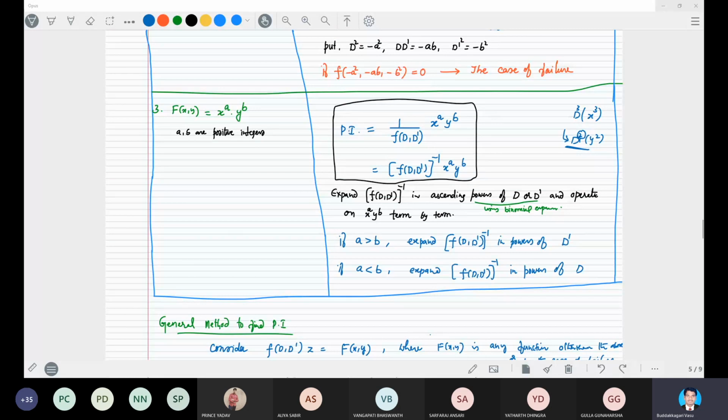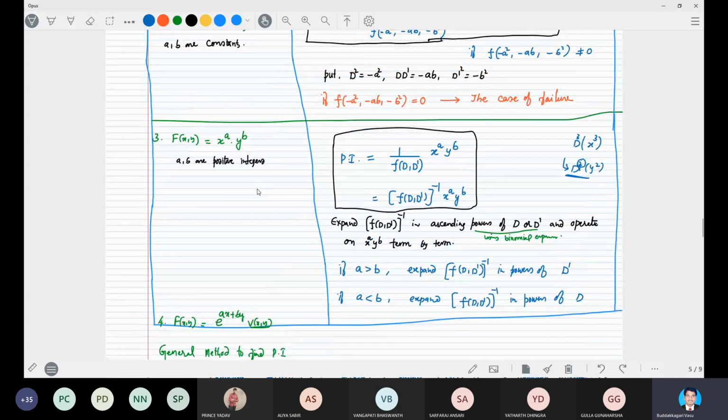Here, one more way I would like to give you, that is, if f(x, y) is equal to e power (ax + by) into some function, say v(x, y). This v(x, y) is any function, as functions we have given in 1, 2, 3.